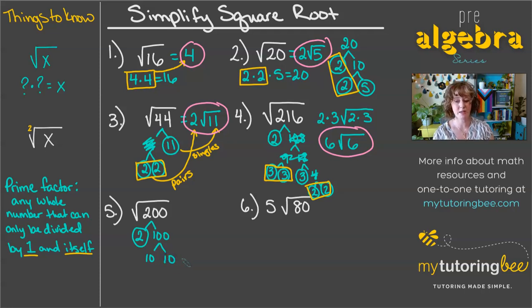Now, if you ever get to this point where you have something that factors, where you have 2 of the same factor, even if it's not prime, you can stop there, because this 10 and 10 can go outside of the radical as 10, and then we have this single 2 left over, and that stays inside the radical.